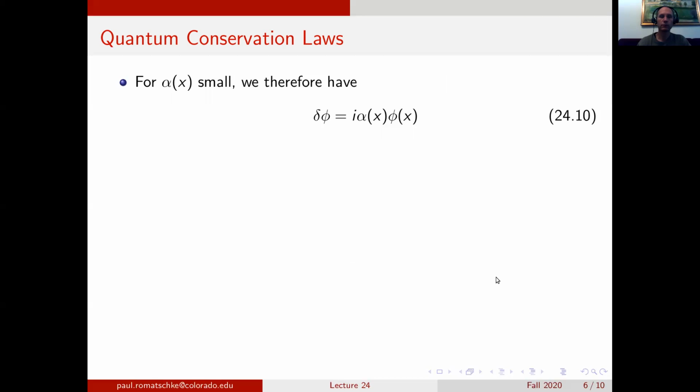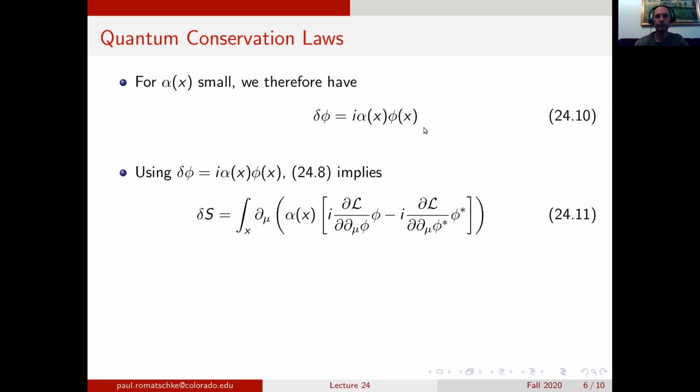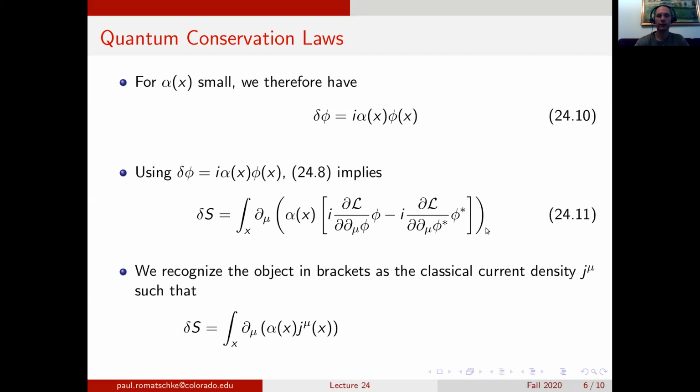So for small parameter alpha, we have delta phi is just e^{i alpha(x)} phi(x). That's just the variation of the exponential. And plugging this result into the explicit formula for the variation of the action, we get delta S is the integral of x, d mu of this expression here. We recognize the expression in the bracket to be nothing else but the classical current J mu. So we can replace the object in brackets just by J mu.